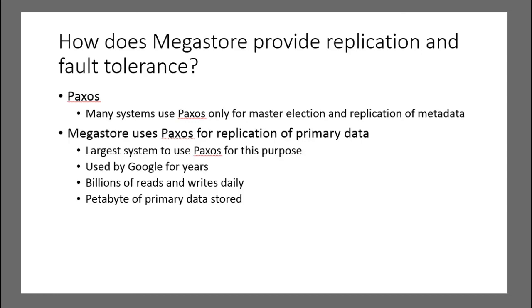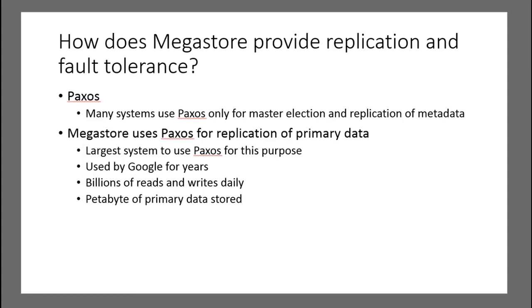So how does Megastore do this? How does it provide these opposite qualities? How does it do this miraculous task of combining East and West together into one system that actually works? Well, one of its secret tools is the use of Paxos. Now, Paxos has been used by many other systems before, and it's used in Megastore in a very similar way. It's used for master election, and it's used for the replication of metadata, and that's nothing new. There have been hundreds of other systems that use Paxos for that. What makes Megastore unique is that it also uses Paxos for the replication of primary data.